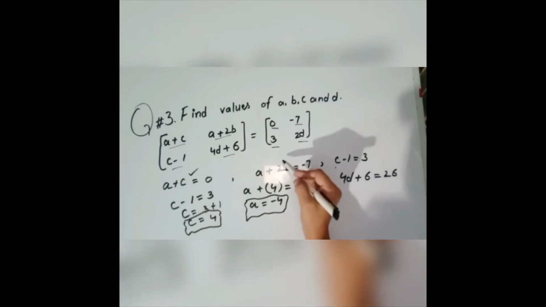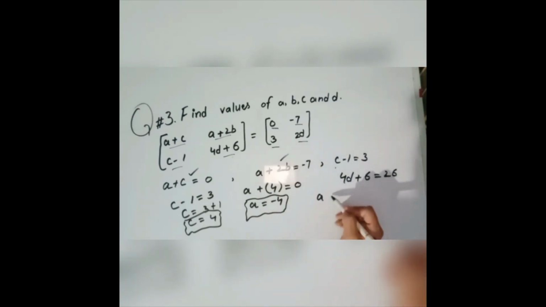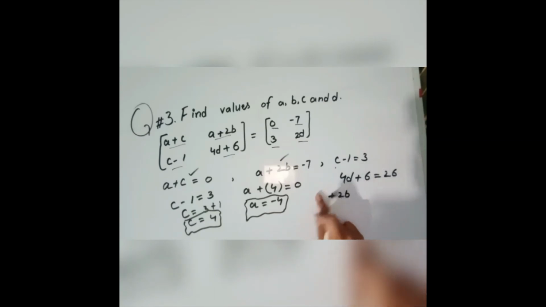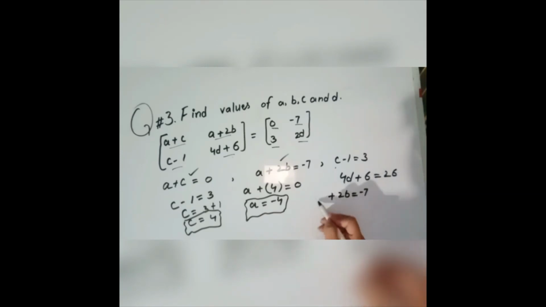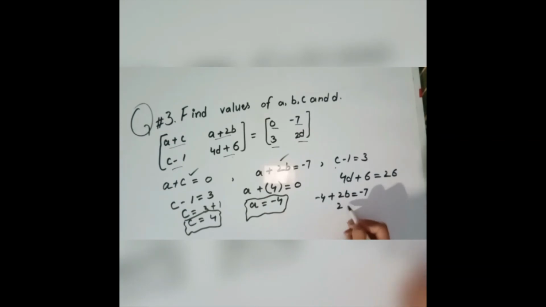Now we have to solve this one. A plus 2B is equal to -7, so 2B is equal to -7 plus 4, and 2B is equal to -3 by the rules of algebra, and B is equal to -3 by 2.